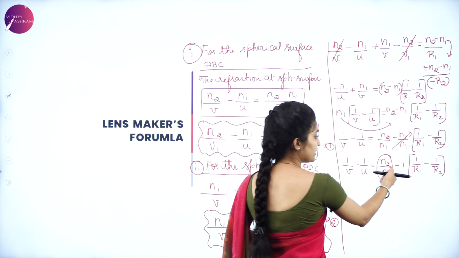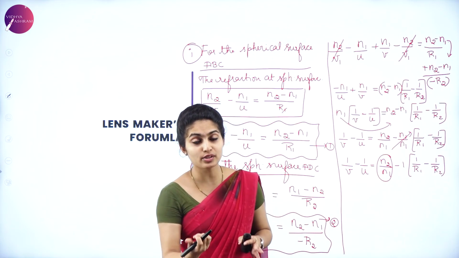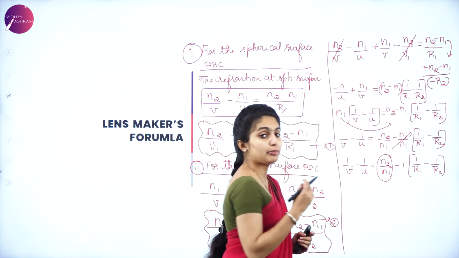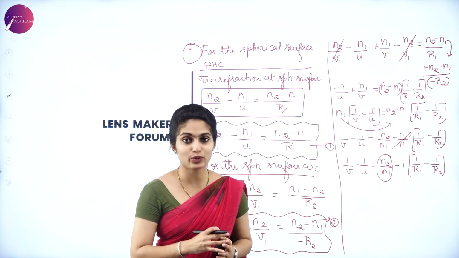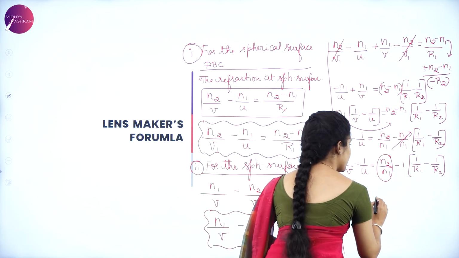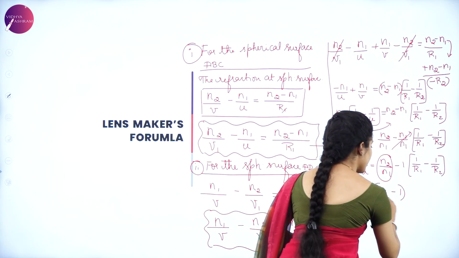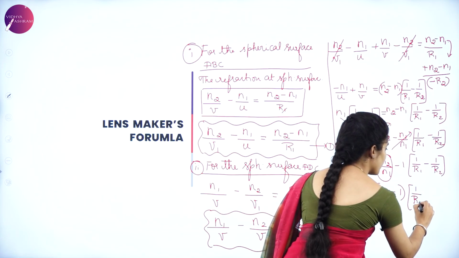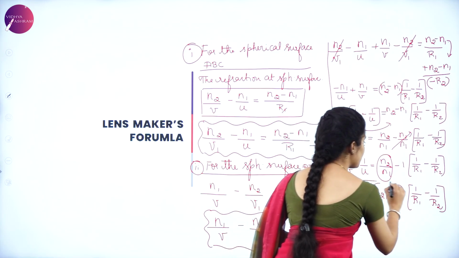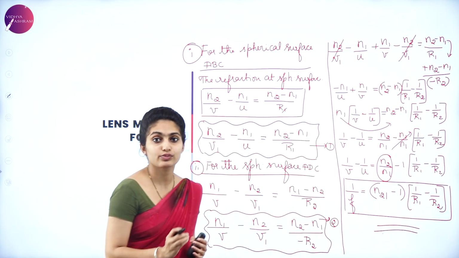According to Snell's law, this can be written in terms of the refractive index, the refractive index of the second medium with respect to the first medium. So 1 by V minus 1 by U, according to the lens equation, is 1 by F. So 1 by F is equal to N21 minus 1 into 1 by R1 minus 1 by R2. This is the final equation, which is known as the lens maker's formula.